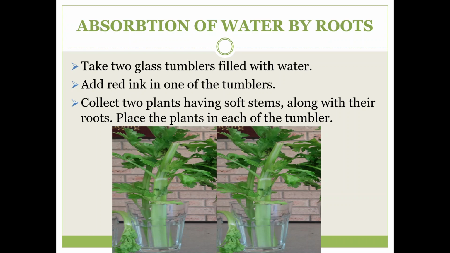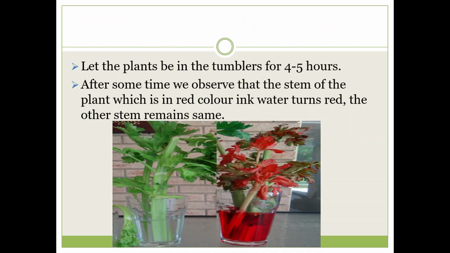For this experiment, take 2 glass tumblers filled with water. Add red ink in one of the tumblers. Collect 2 plants having soft stems along with their roots. Place the plants in each of the tumblers. Let the plants be in the tumblers for 4 to 5 hours.